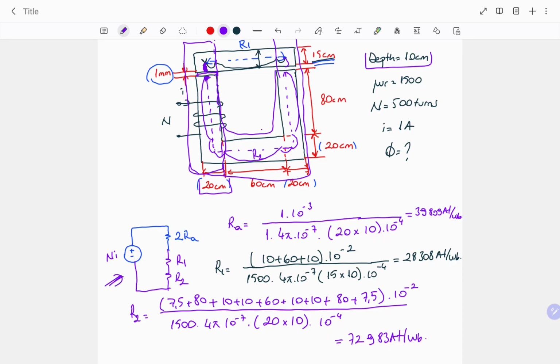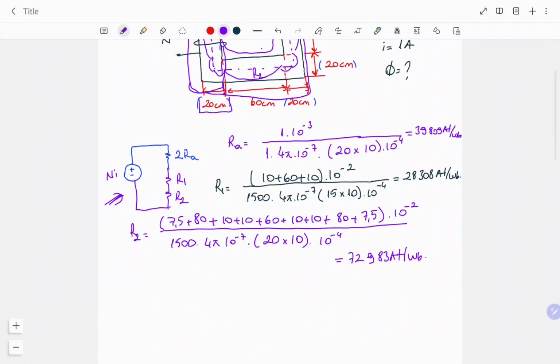According to our magnetic circuit, we can now calculate the total equivalent reluctance value. For our equivalent, we have two RA air gap reluctances, R1 for the top side I part, and R2 for the remaining U part, which is the biggest reluctance in the circuit. So in total we have 180,909 ampere turn over Weber.